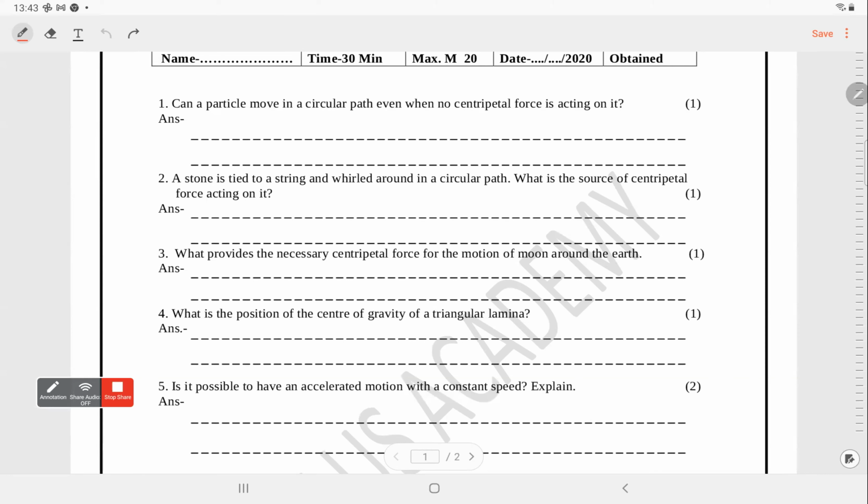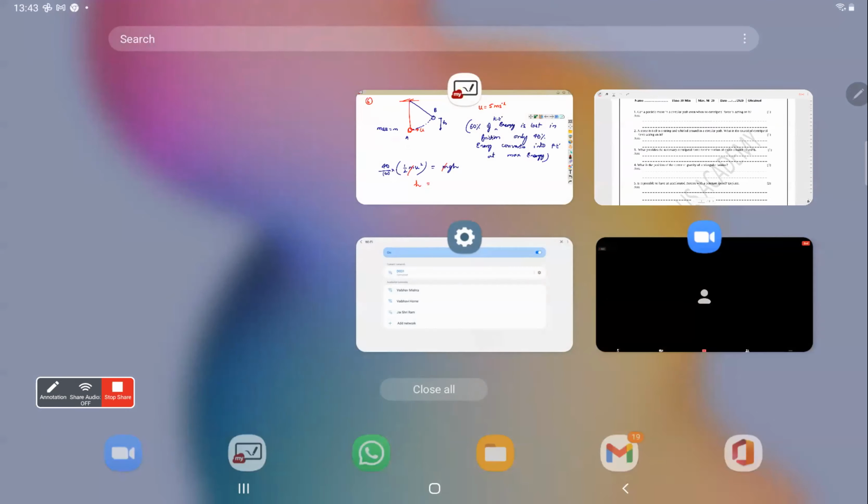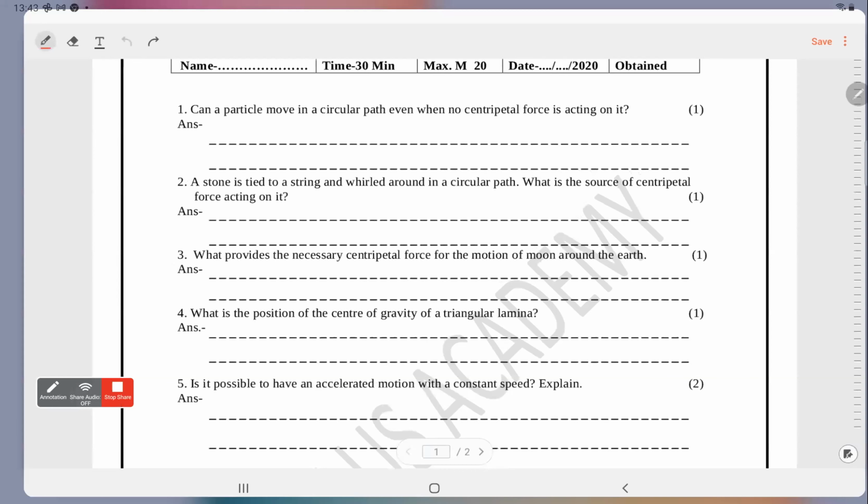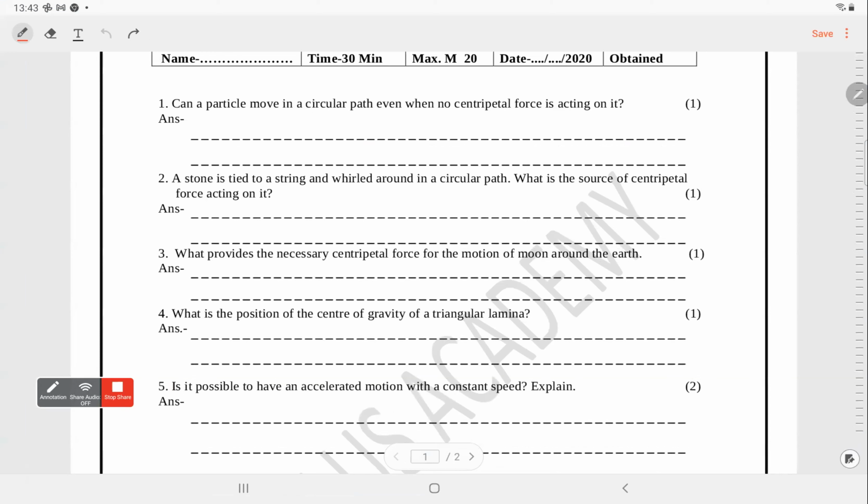How much time do we have? Yes, Vihan, you said something. So how much time? 30 minutes, by 2:10. I mean, this is a 2-page worksheet.